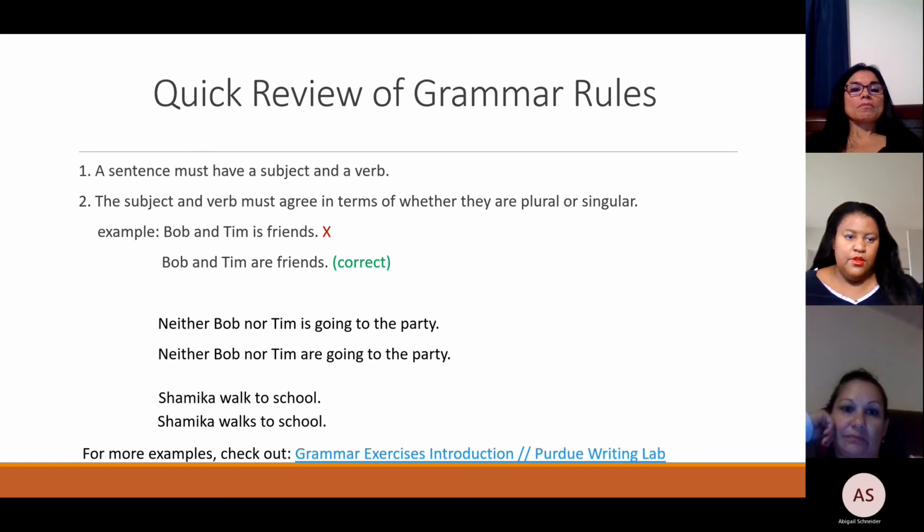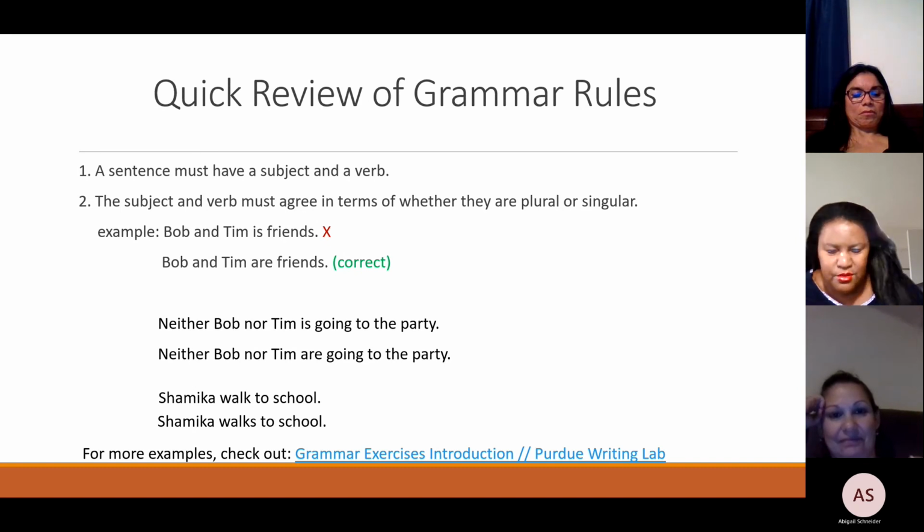Shamika walked to school. Shamika walks to school. What do you think, Joe? Shamika walks to school. Yeah, singular. When you have a singular subject, you add an S to the verb. Because you hear people say, Shamika, walk to school. I've heard it. I heard it when I was in high school. Shamika, walk to school. And that's not correct English. It's totally fine between friends. It won't work in a court though.